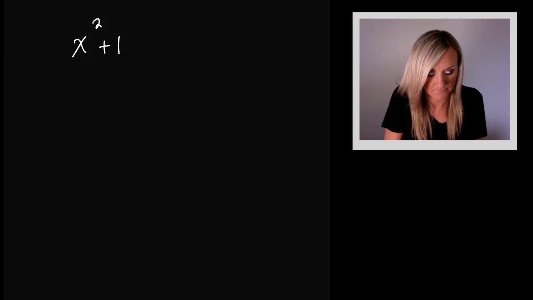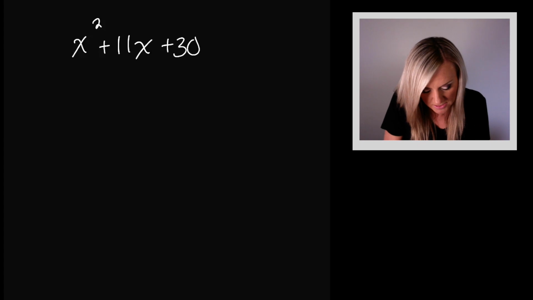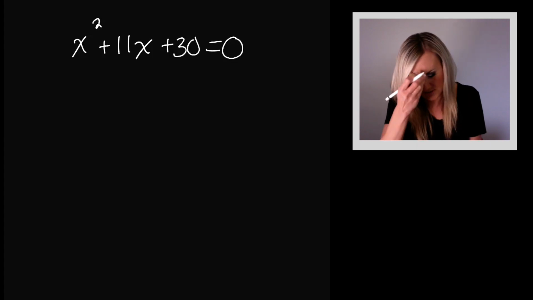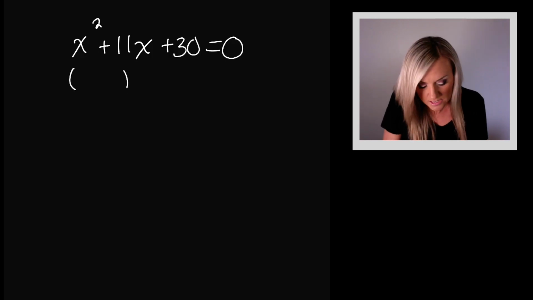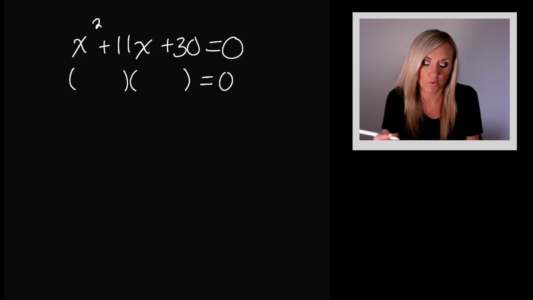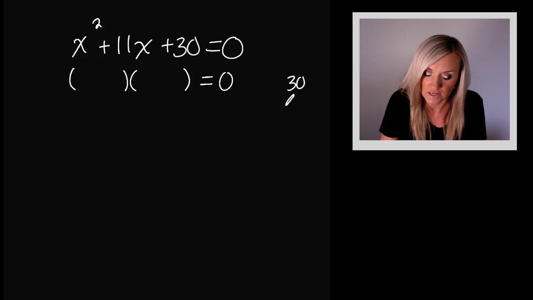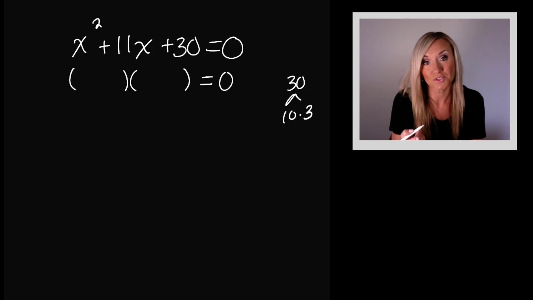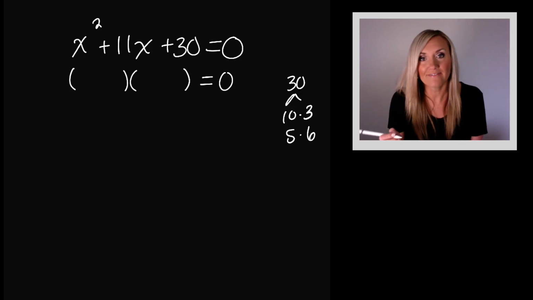Let's do x squared plus 11x plus 30 equals 0. All right, we're in standard form. Our leading coefficient is 1. I know I'm going to break this into 2 parentheses. Don't forget, it still equals 0. Let's factor this quadratic. We've got 30. 30 breaks down to 10 and 3, but it doesn't get me my middle term of 11. What about 5 and 6? Yeah, 5 and 6 works.